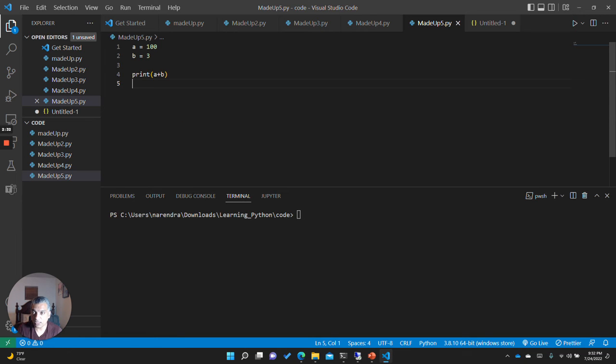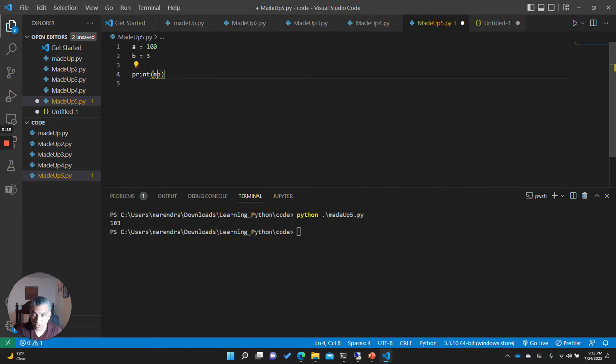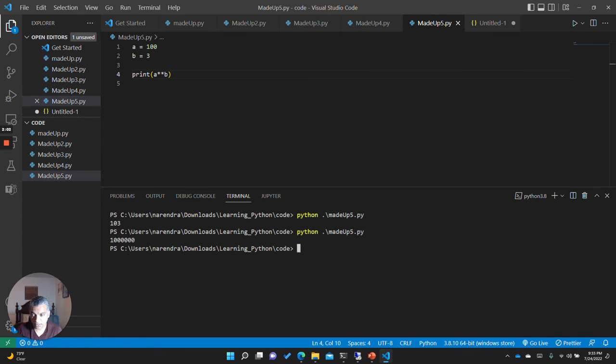Here is my Python code. Call it made-up5.py. I've taken two variables a and b, print a plus b, and I can do this. And as you would assume, it gives 103. Now let's do minus, and all of that works the same way. Let's test the new ones. a star star b. All right, you see this, it's raised 100 to the power 3, and you got what? A million. Is it a million? Yes, it's a million.